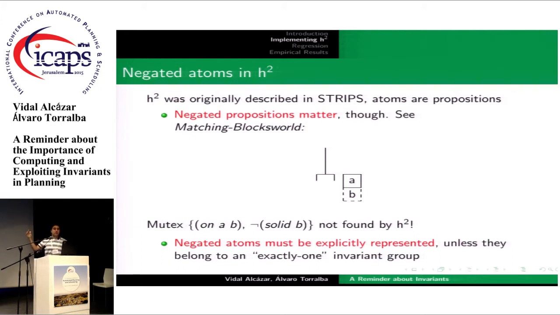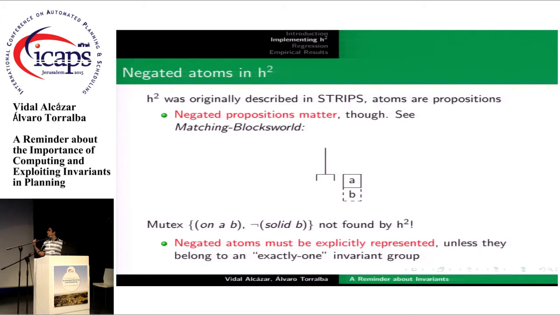If you are using STRIPS, you need to consider also the negated propositions. So basically, you need to generate conjunctions that take into account the negation of the fact. For example, if you have a Blocksworld problem in which blocks can become not solid, and you cannot put any block onto a not solid block, then this is a mutex. However, if you don't encode the fact that the block is not solid, you will not discover it.